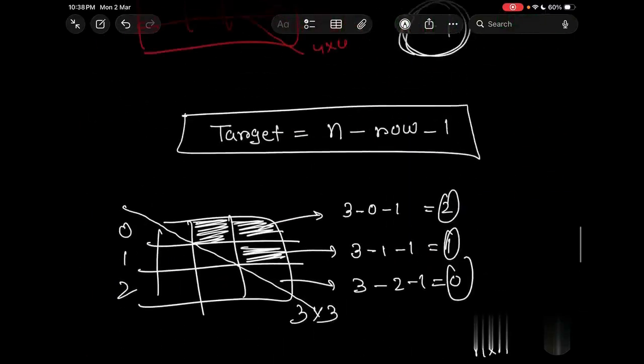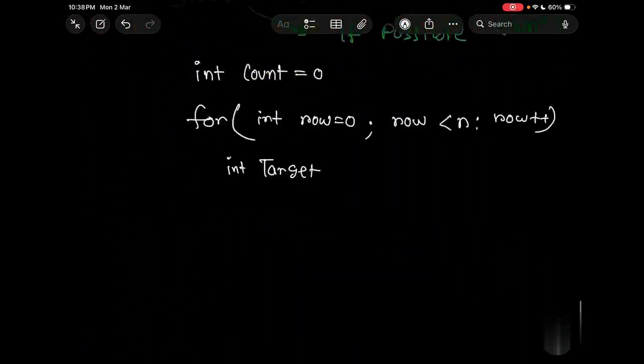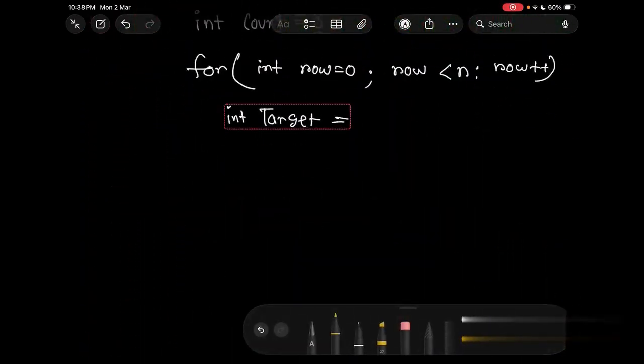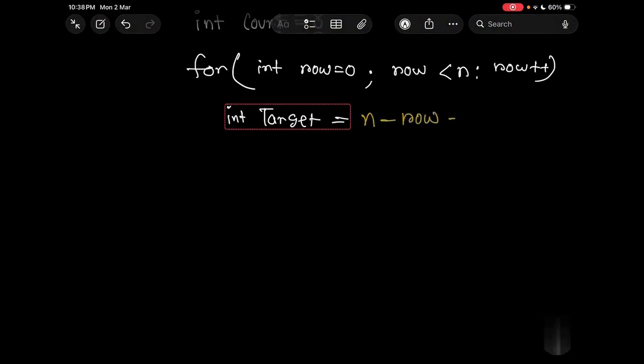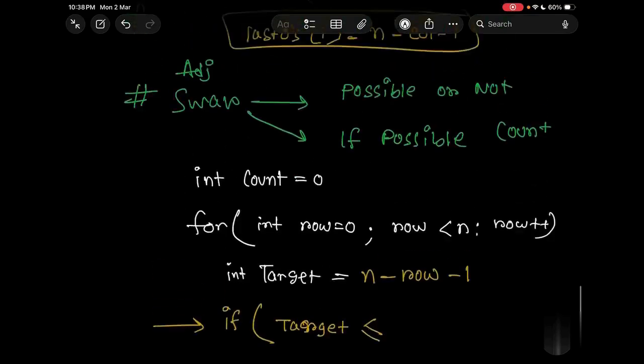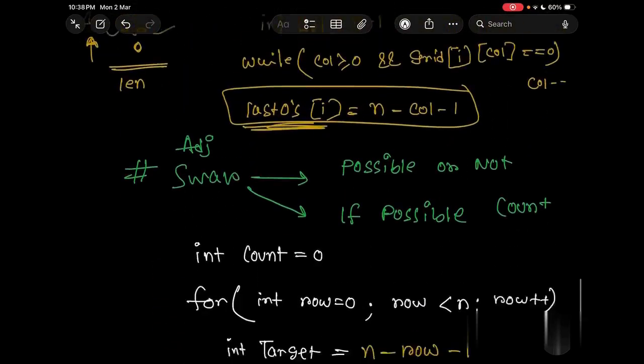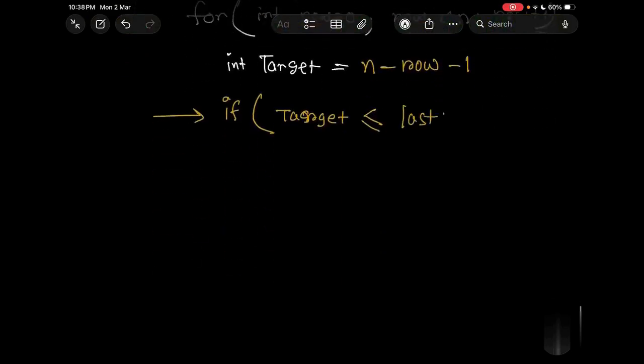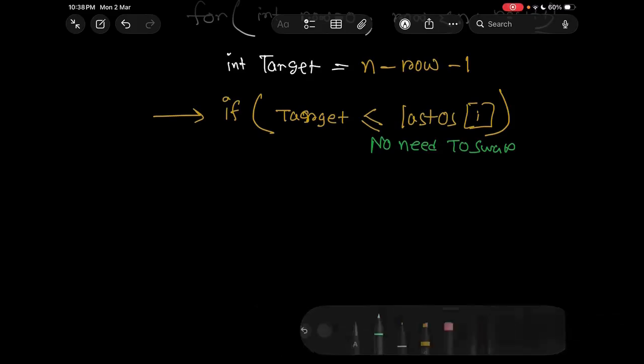So your target, as mentioned here, will be n minus row minus 1. Now check if target is less than or equal to last zeros in the current index. That means no need to swap. So just do continue.